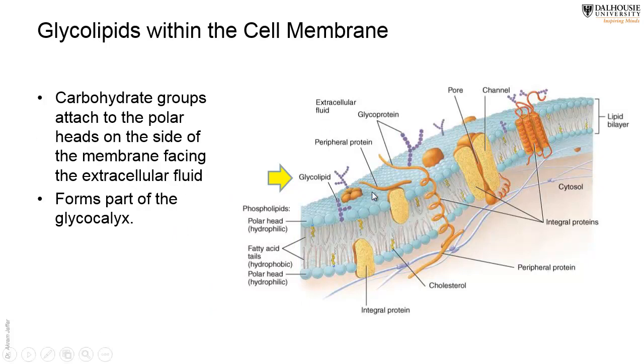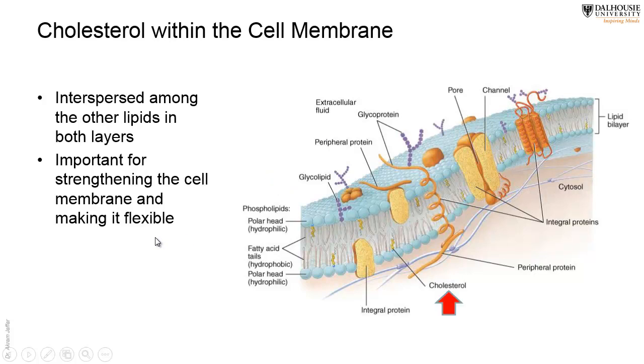Carbohydrates, as I mentioned, are attached to some of the lipids, and these are called glycolipids. This is part of the glycocalyx. Cholesterol can be attached. They are smaller molecules, much fewer than the phospholipids, and they are attached either to the outer or to the inner layer of the cell membrane. They provide flexibility and strength at the same time. So that's how the cell membrane is flexible and strong at the same time.